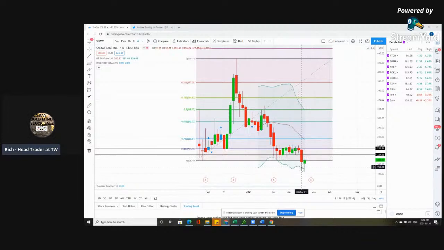But this is my problem. If I look left, you see these hammers before, they didn't work. So this makes me a little bit nervous of trading this instrument if this is actually going to work. You see what I mean?